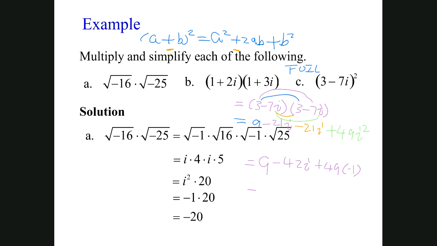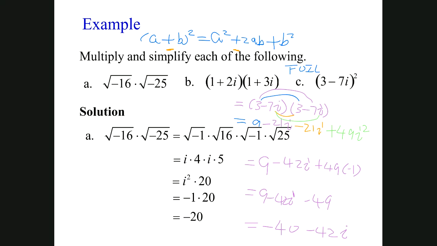So now I have 9 minus 42i minus 49. And then these two are another like term. 9 minus 49, you get -40. And then minus 42i. So that is the final answer for this one.